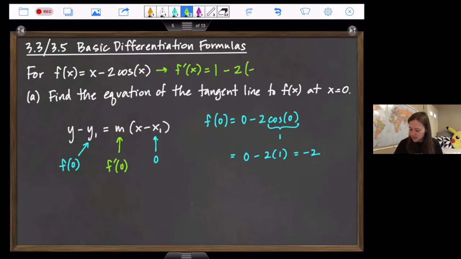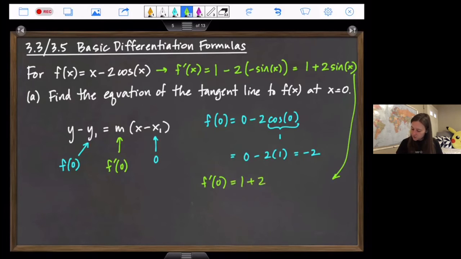So we've got negative sine x here. And just to simplify that a little bit, we get 1 plus 2 sine x. All right, so if we want to find f prime of 0, now we're going to be plugging into that derivative. So f prime of 0: I've got 1 plus 2 sine 0.